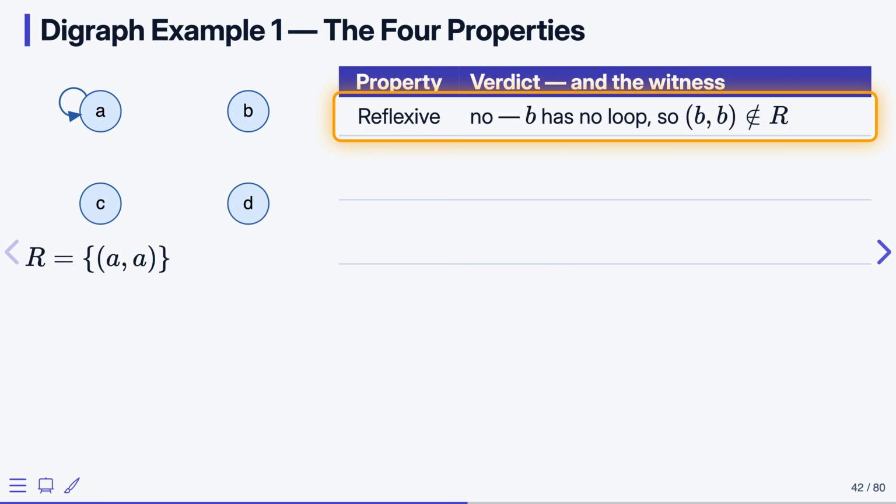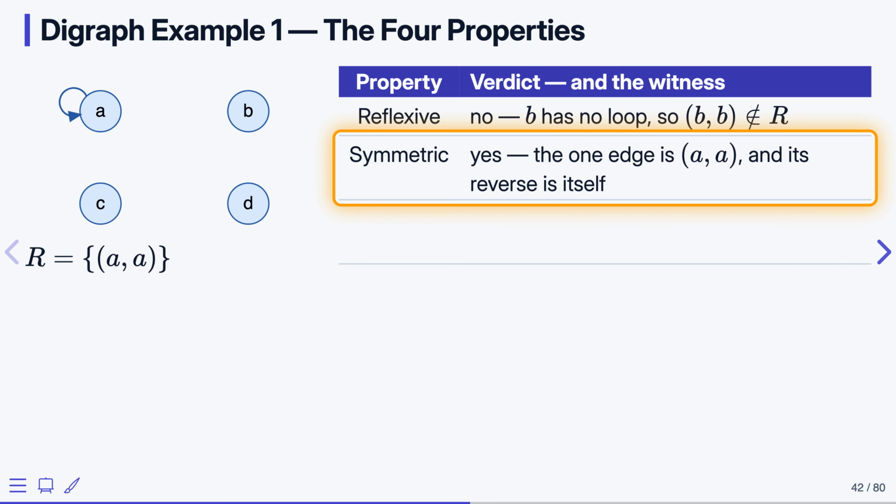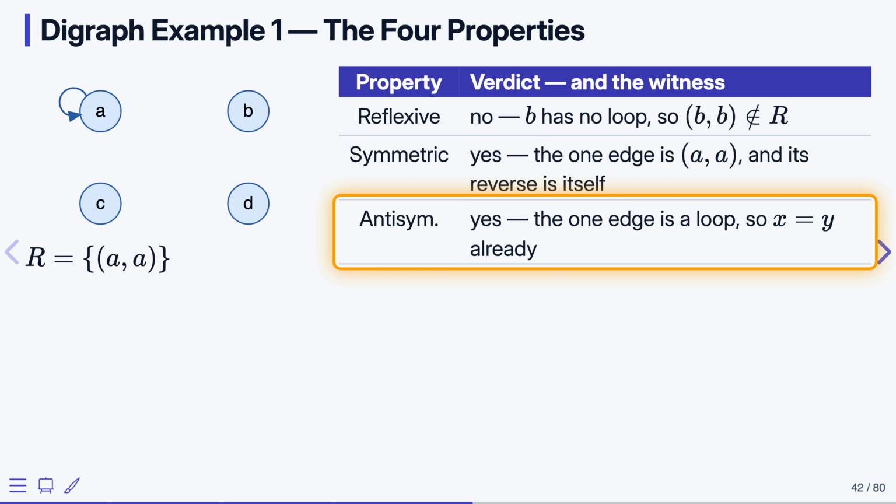Is it reflexive? No. Reflexive means every vertex has a loop. Vertex B has no loop, so the pair BB is missing. That is our witness. Is it symmetric? Yes. The only pair is AA, flip it, and you get AA again, which is in the relation. So nothing is broken.